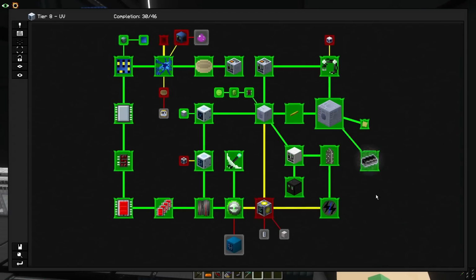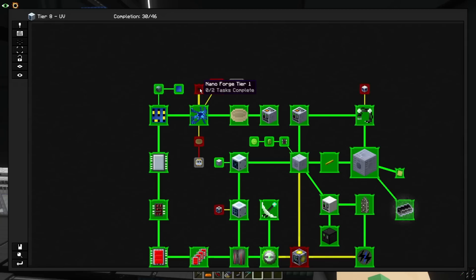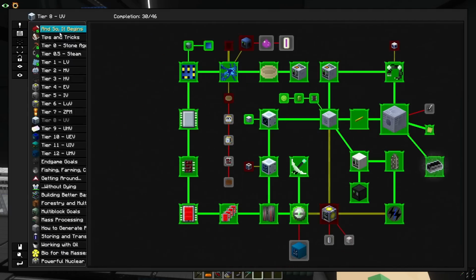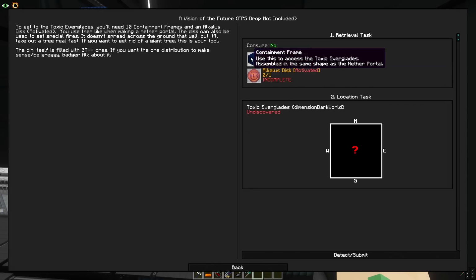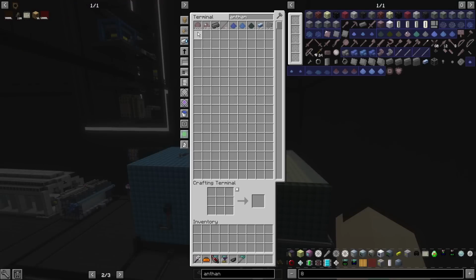And as for the rest of UV, there is a little more I can do. I can make the nanoforge, I can do whatever this is. Another thing that I forgot about was that I can do the toxic Everglades. And I think I need to do this because I need to get lanthanum, and I believe this is a good place to get lanthanum. I am struggling with lanthanum. I'm out of lanthanum. It's because I use it for circuit fabrication.